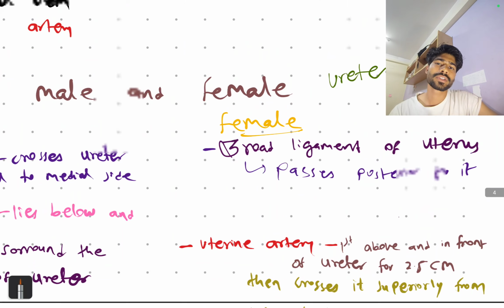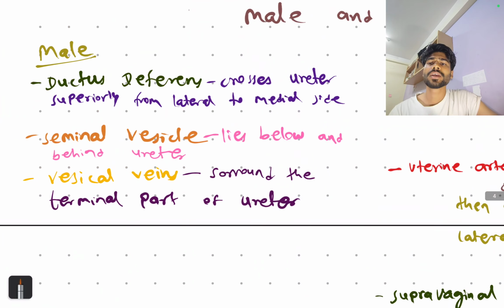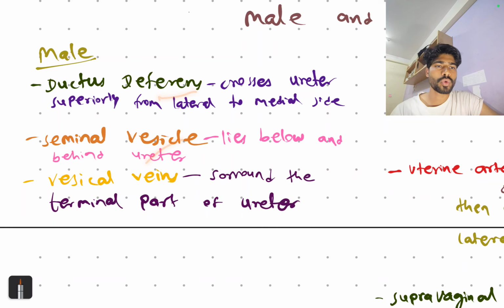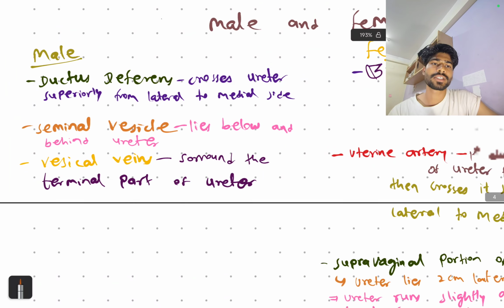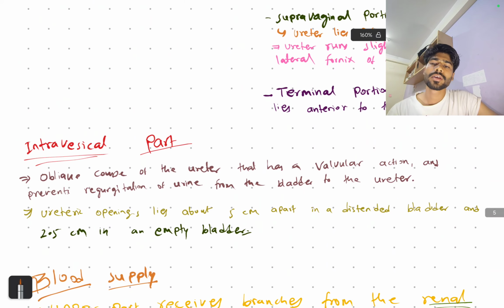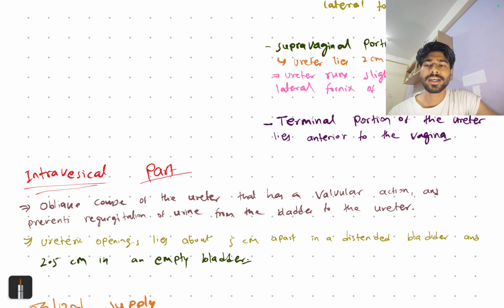So these are the four things which you need to know in female, and these are the three things which you need to know in terms of male. These are totally different in male and female. Now let's talk about the intravesical part.